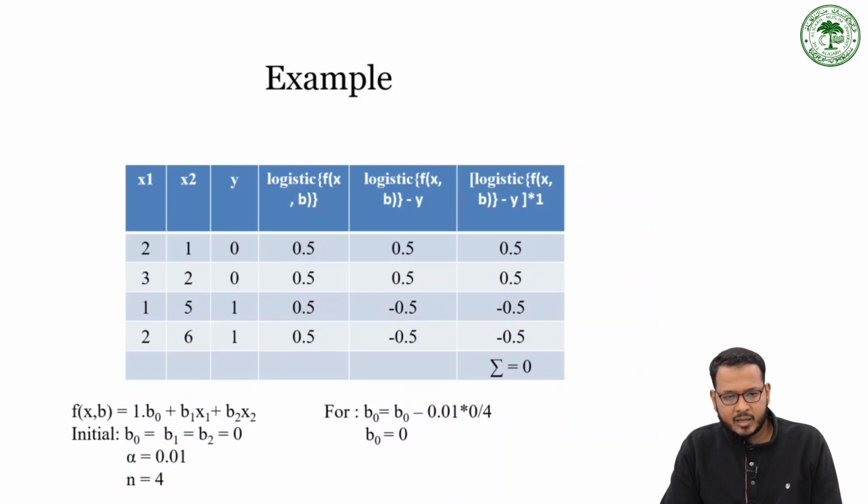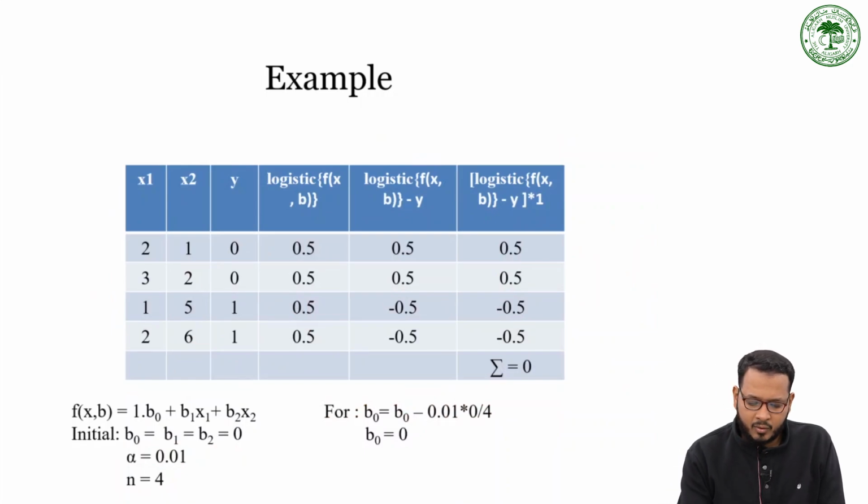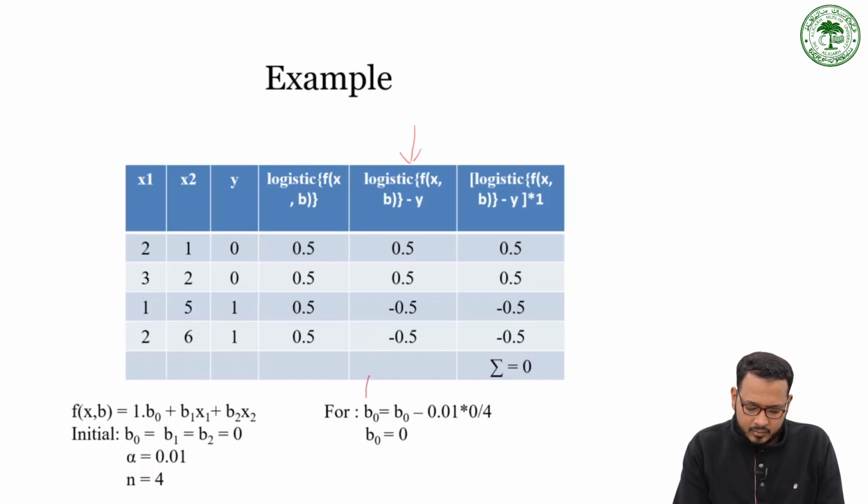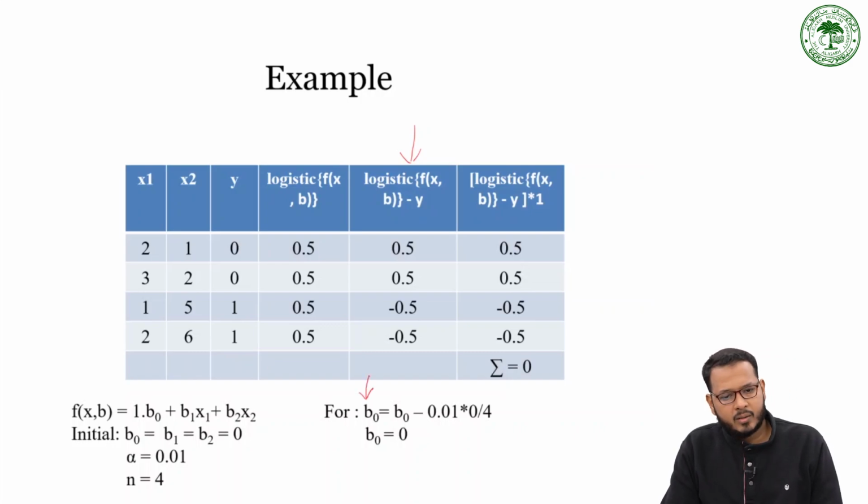Now let's start updating the BIs one by one. We have already calculated the logistic minus y values for each of the examples. To update B naught, we will use the existing formula. B naught is equal to B naught minus alpha times the summation divided by the total number of examples.